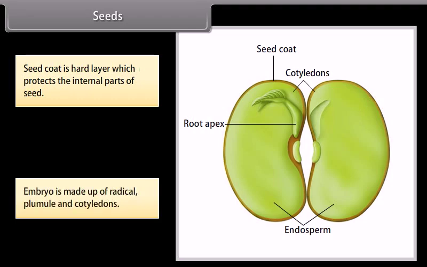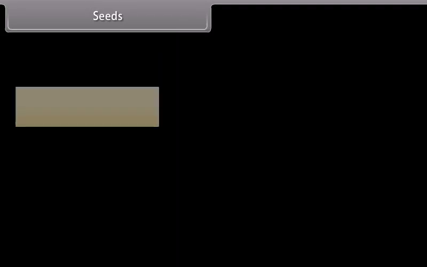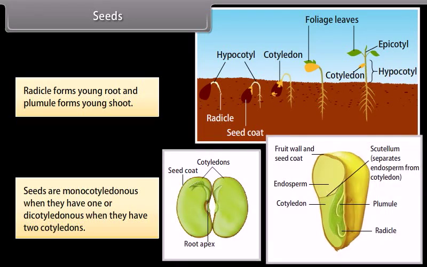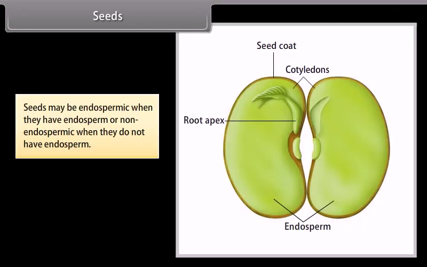Embryo is made up of radicle, plumule and cotyledons. Radicle forms young root and plumule forms young shoot. Seeds are monocotyledonous when they have one or dicotyledonous when they have two cotyledons. Seeds may be endospermic when they have endosperm or non-endospermic when they do not have endosperm.